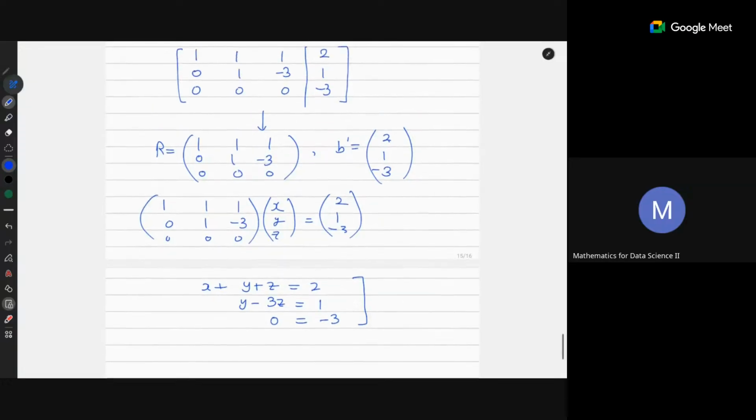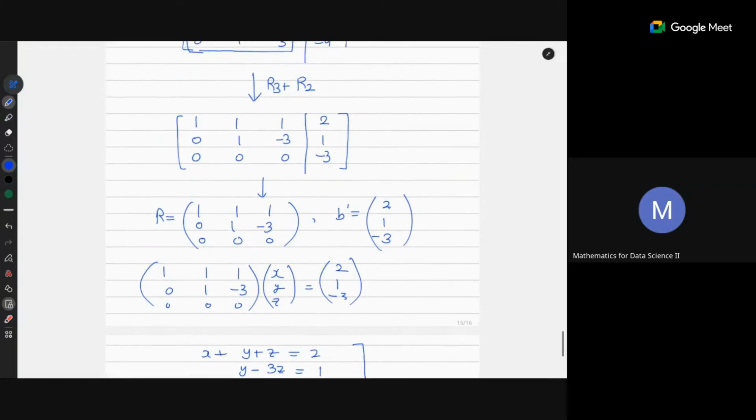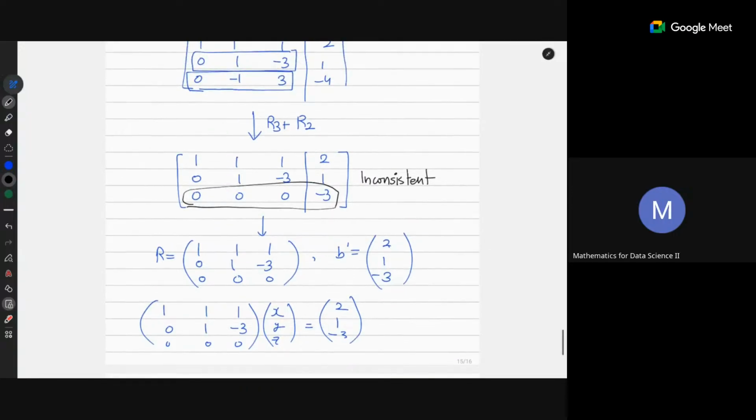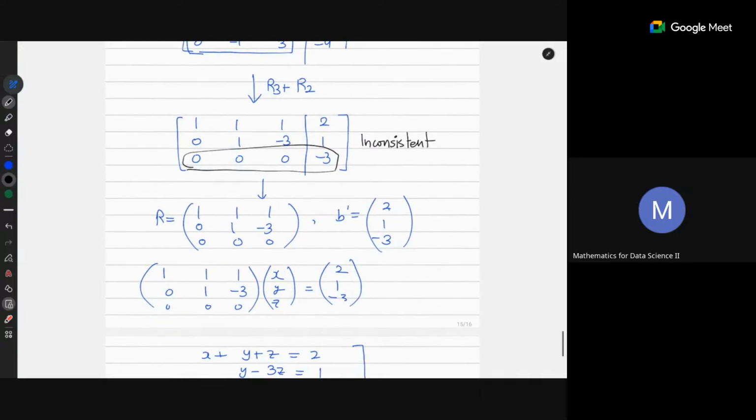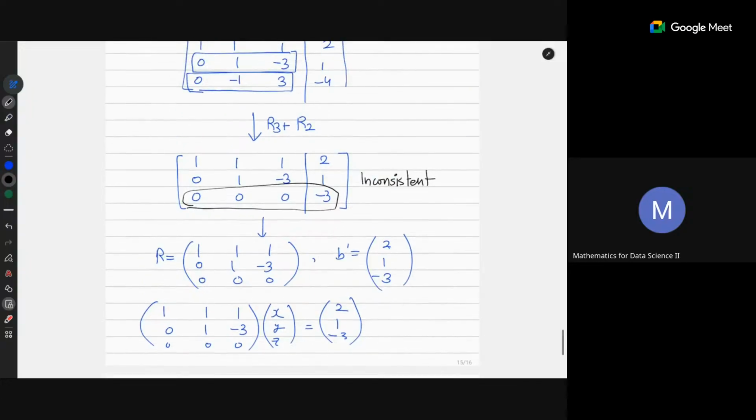That is what it says. Whenever you have this kind of inconsistency, it is called an inconsistent system. So whenever you have this kind of inconsistency, you will say that the system has no solution. So the RREF form also helps you tell when the system doesn't have any solution.